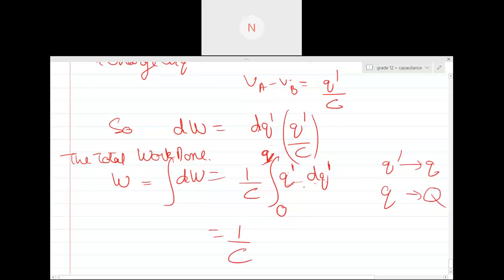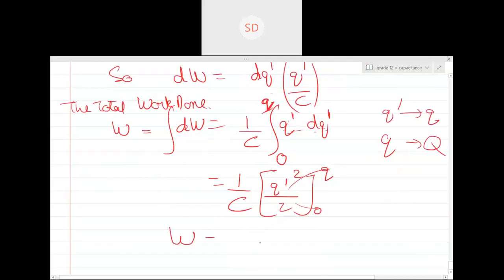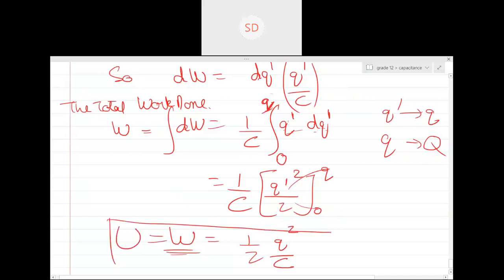What is the integration of Q dQ? It is Q square by 2, and from where to where? From 0 to Q. We put this as the limit. So the final answer, the work done, will be equal to half Q square by C.